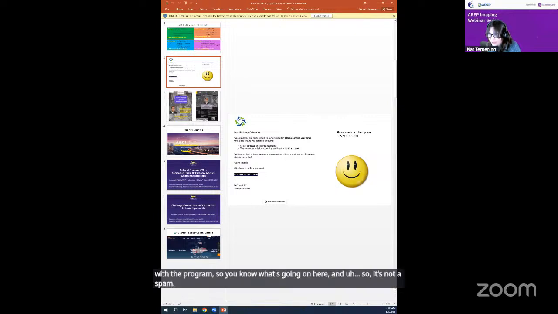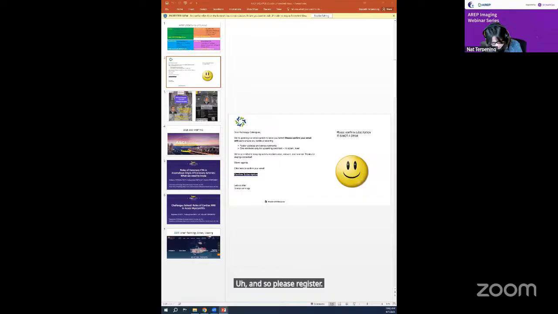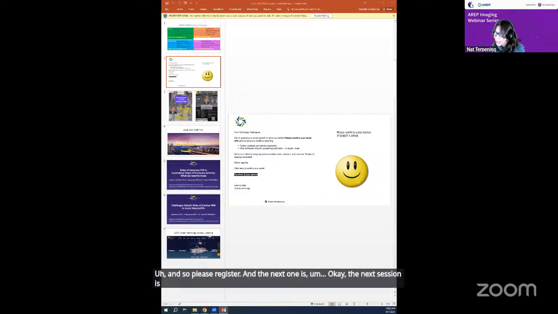The next session is MRI staging of rectal cancer. Our speaker is from University of Texas MD Anderson Cancer Center. This is the number one cancer center in the United States for so many years, so they have a lot of good technological advancement over there. So please join us for the MRI staging of rectal cancer.